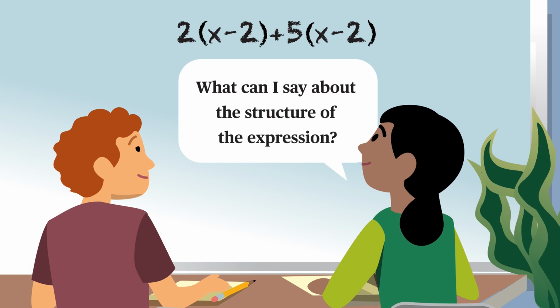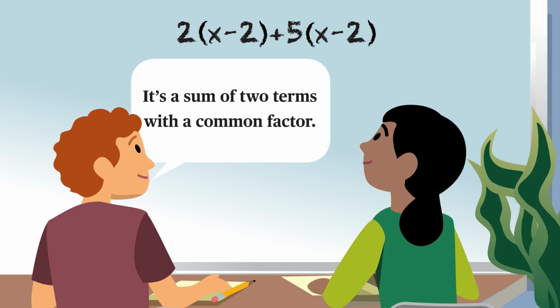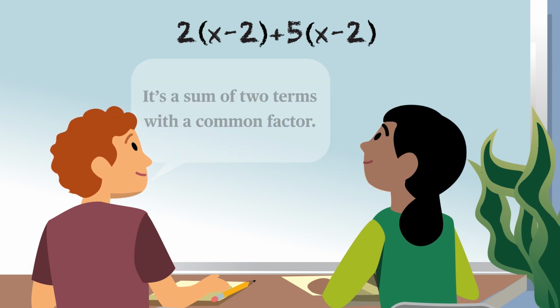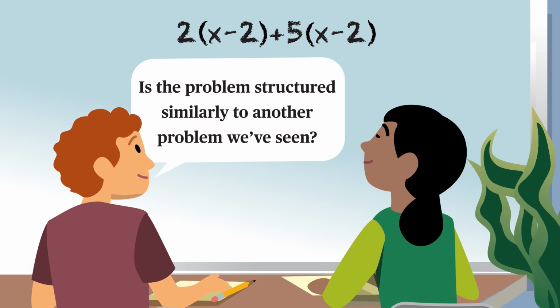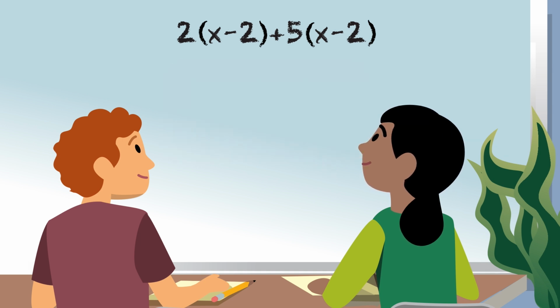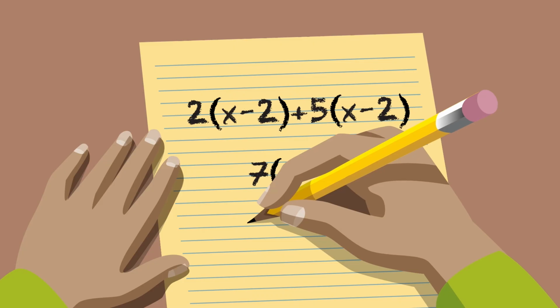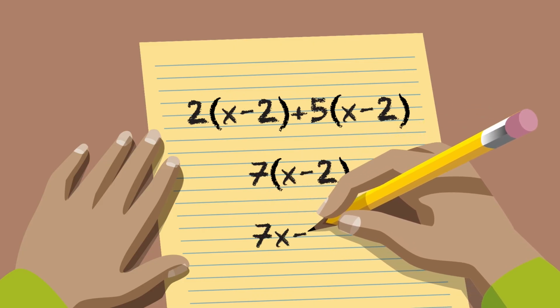In this example, a pair of students started by asking themselves about the form of the expression. They noticed that it is a sum of 2 terms with a common factor, which led them to perform their first step using the distributive property. By discussing questions about the problem, these students are thinking about the structure of the problem and potential strategies they could use to solve it.